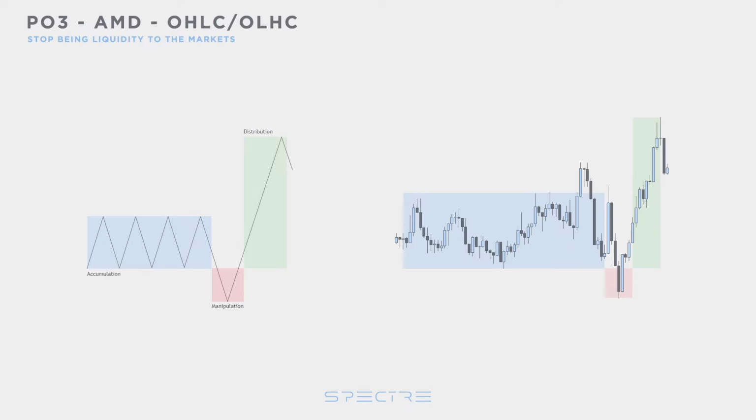Beginning from the left, we have that diagram, right? So we have an accumulation. This is where orders are built up in a consolidation. So as you can see, there's no clear trend. Price is moving sideways. Following this, we get a false run below these lows, right? This is known as the manipulation. And then finally, we get that move to the upside, also known as the distribution. So that's a textbook example of the AMD cycle in a bullish scenario.